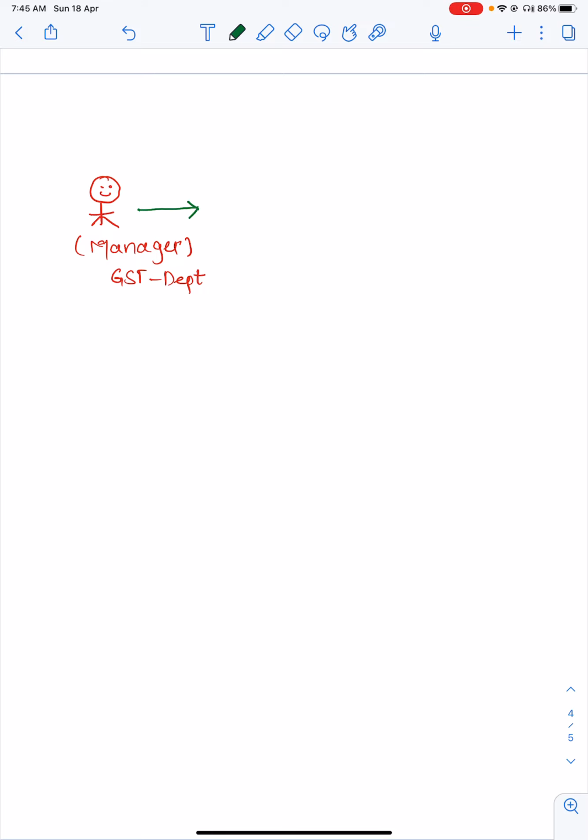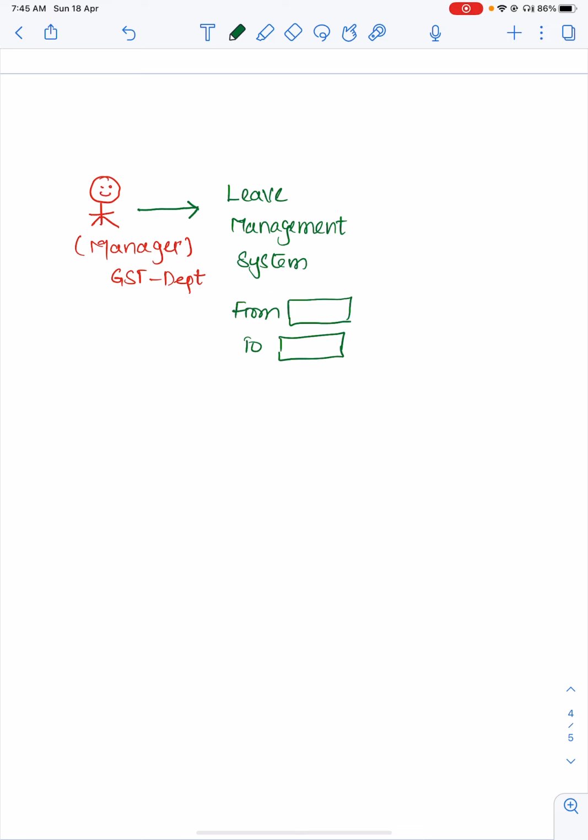In organizations, they will not apply for leave on a piece of paper. They use a software called the leave management system. In this system, the employee has to fill in from which date to which date they want leave and what is the reason for leave. It is a drop down box, all the reasons are predefined, and we have a submit button.